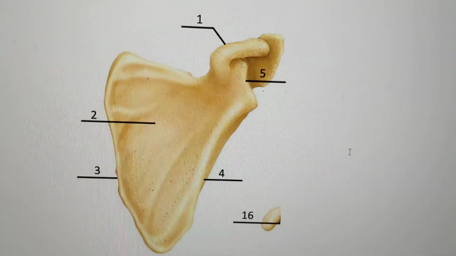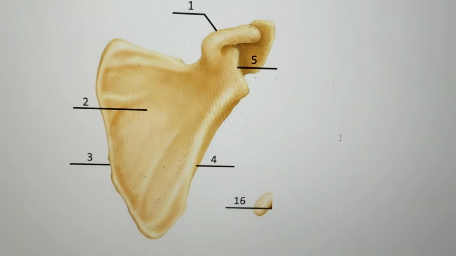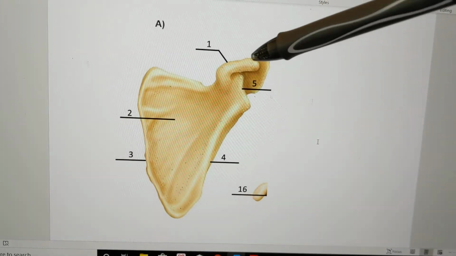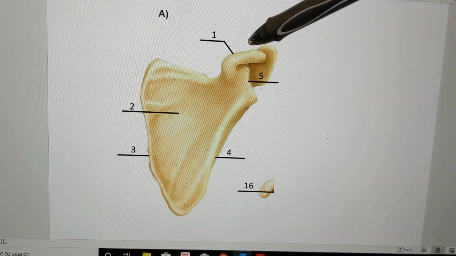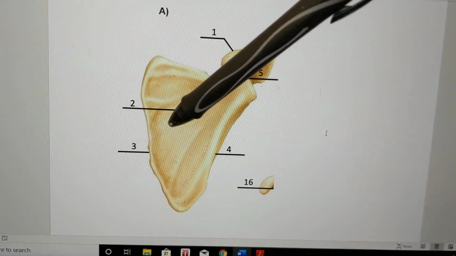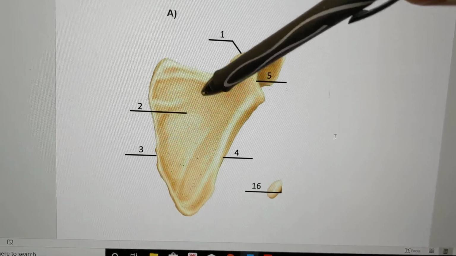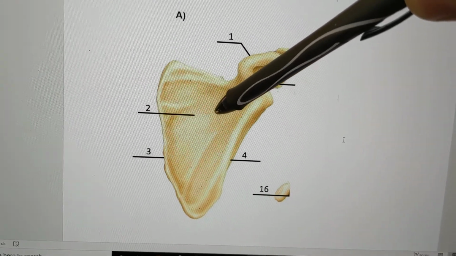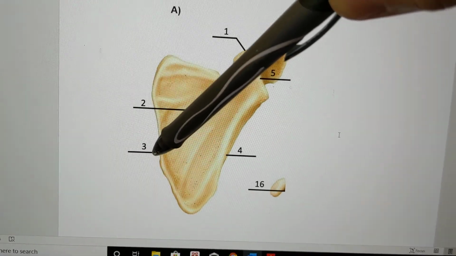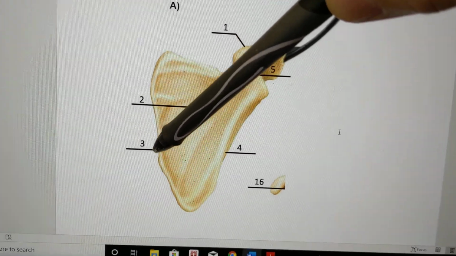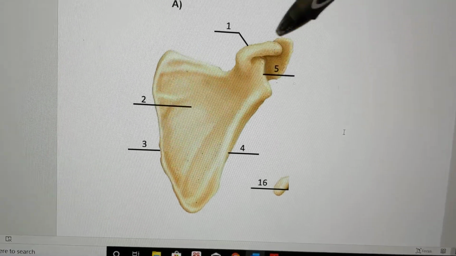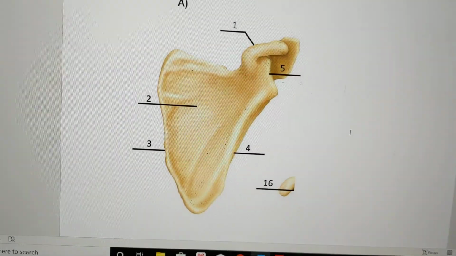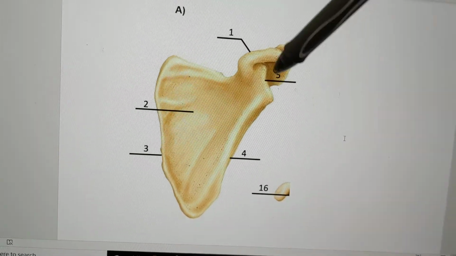Here we're looking at the scapula. Pull back a little bit. We have the coracoid process here, the subscapular fossa here, number 3, we have the medial border and the lateral border. And then 5, I believe they're referring to the glenoid cavity. Glenoid cavity here on number 5.